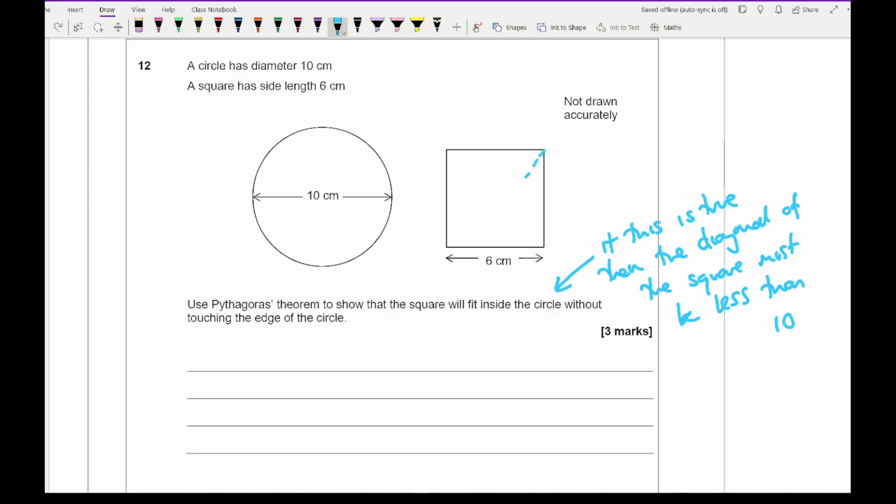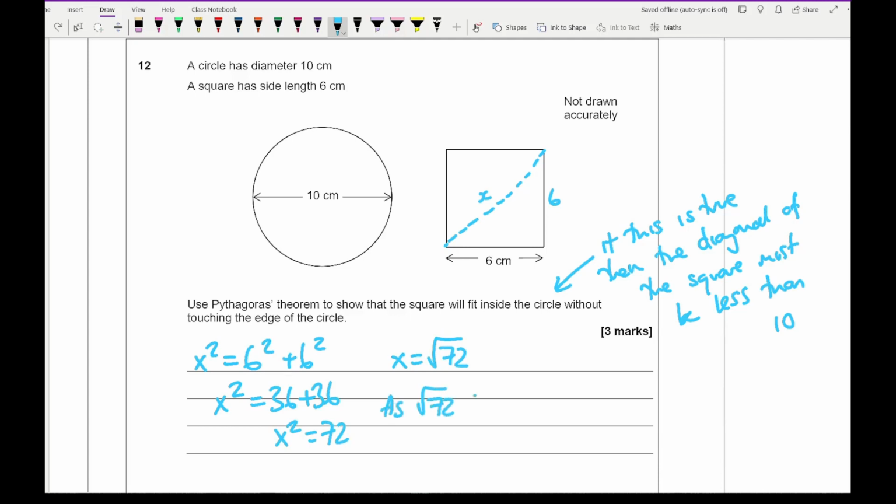So what we need to do is work out what this length here is going to be. I'm just going to call that x. Now as it's a square, both sides are going to be equal to 6. So here we've got x squared equals 6 squared plus 6 squared. So x squared equals 36 plus 36. x squared equals 72, and so x equals the square root of 72. So as the square root of 72 is going to be less than 10, the square will fit inside the circle. So something along those lines would be absolutely fine.